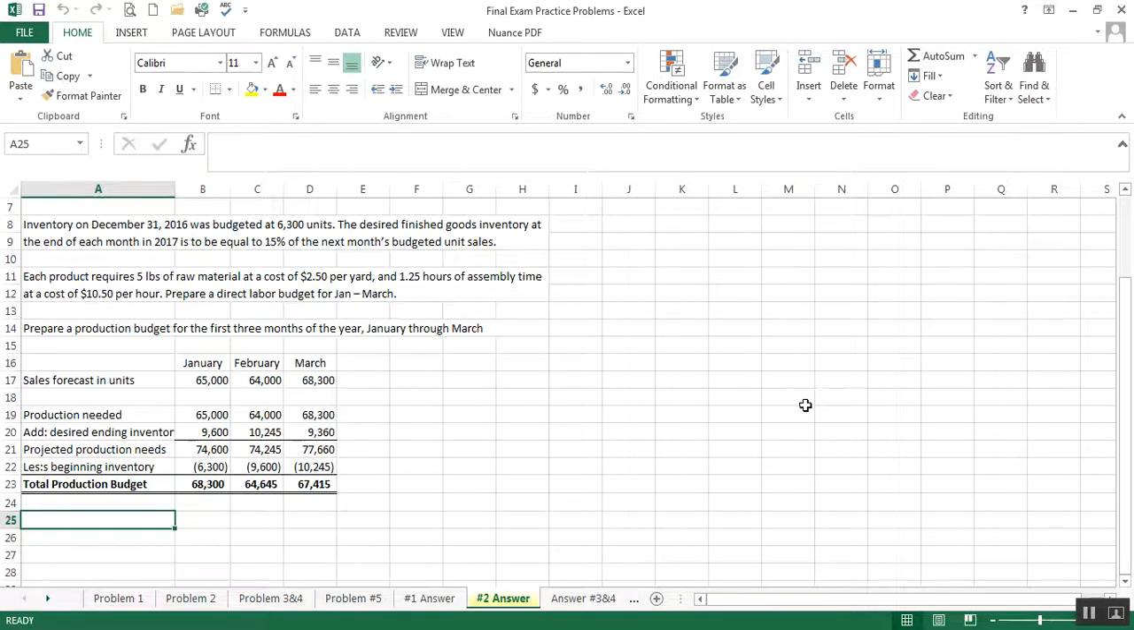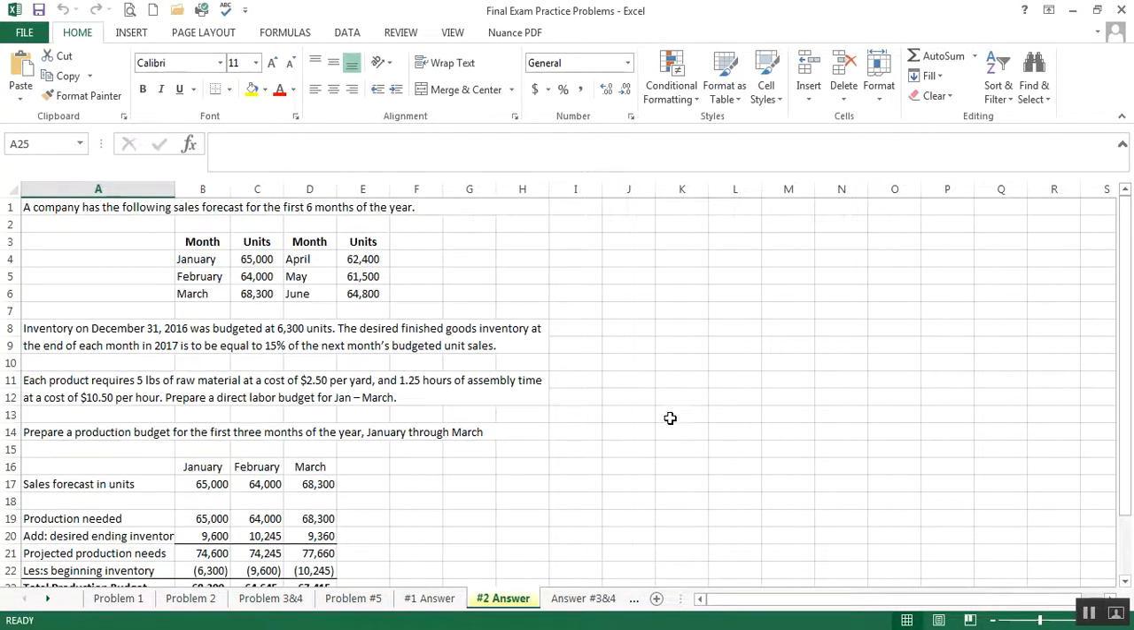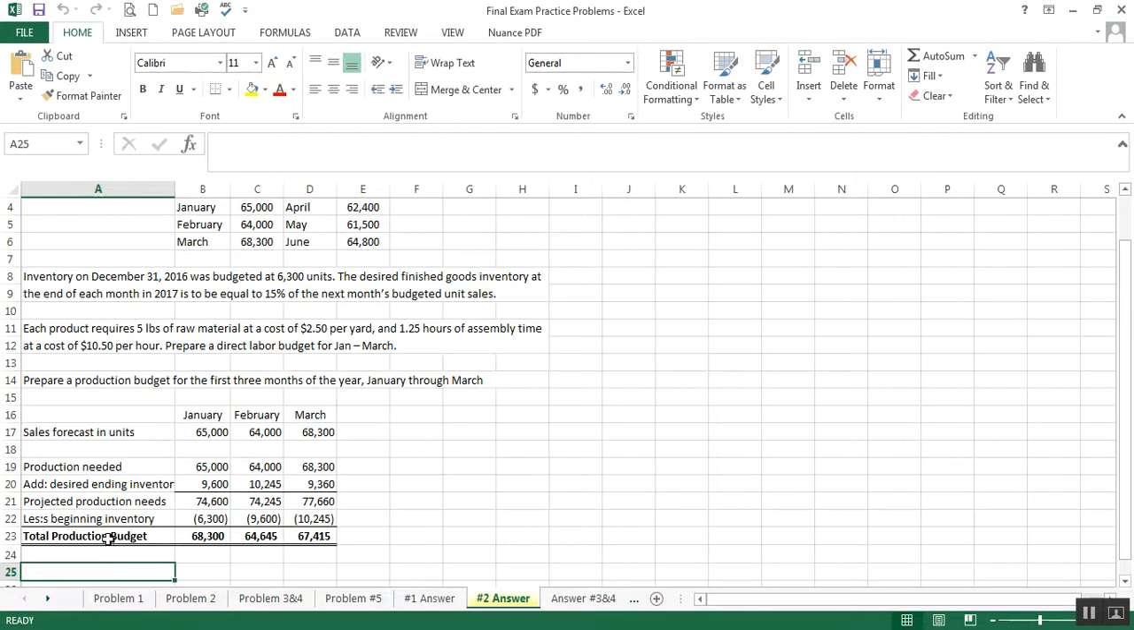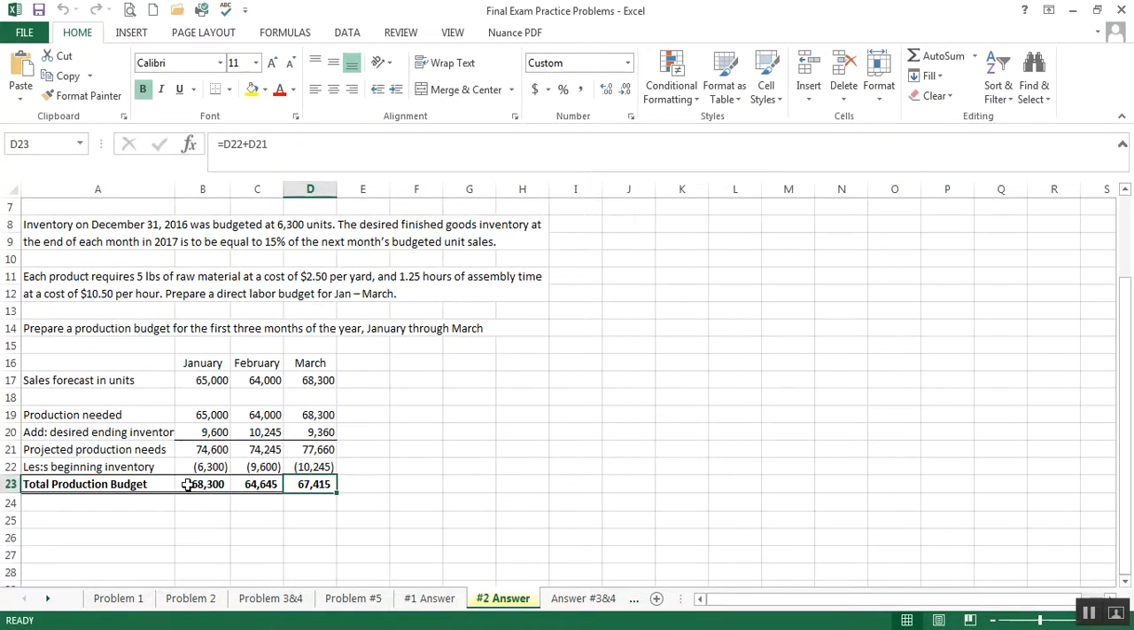Now we're going to continue with problem number 2. Remember we looked at putting together a production budget. So here's our production budget and the number of units that we need to produce each month in order to meet our sales forecast. So that's going to be the first step of coming up with our direct labor budget.